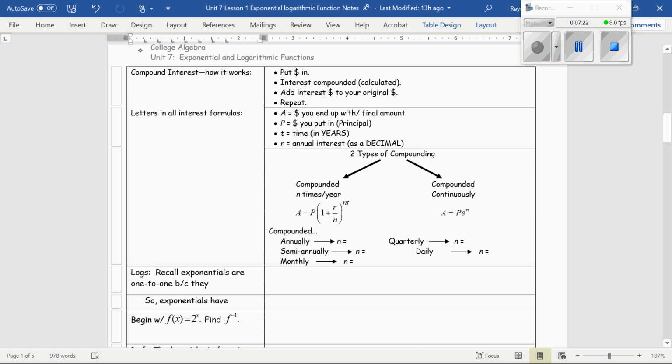So you also have your formulas that apply to this, and this is actually pretty applicable to real life, where you have annually, and your N will be 1, semi-annually is twice a year, monthly is 12 times a year, quarterly would be 4 times a year, and daily is 365 times a year. So in your formula, your P is your principal or the amount that you start with, T is your time in years, your annual interest rate as a decimal is your R in both of these equations.